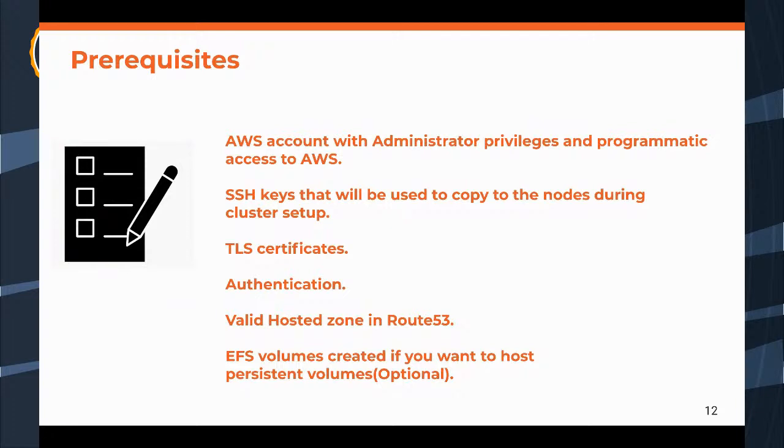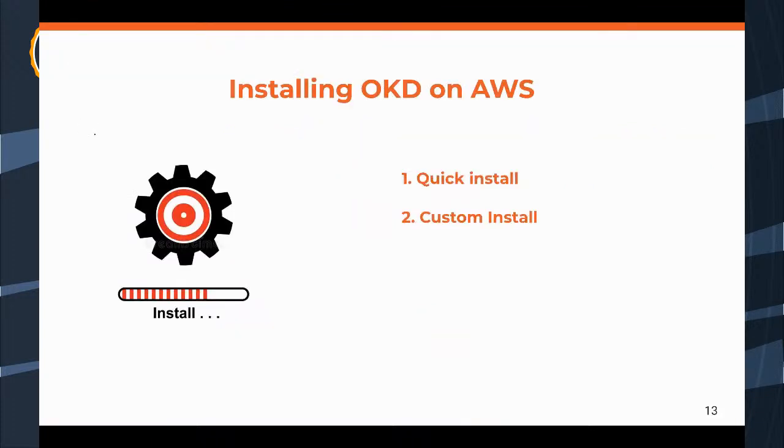And also, if you want to host persistent volumes, then you can make use of EFS volumes, which is an optional item. Installation of OKD on AWS actually has two ways. One is quick install and another one is custom install. Quick install is nothing but just executing the command. However, we want to use a custom install because we want to have some different parameters selected before we kick off the installation.